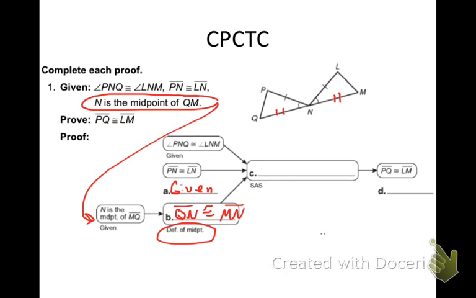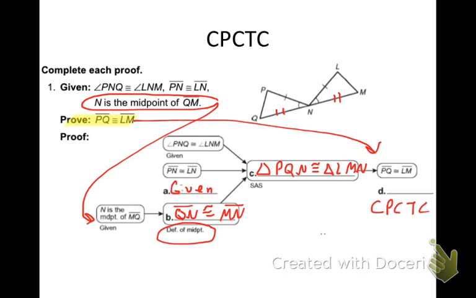So are my two triangles congruent now? Yes. So I'd say triangle PQN is congruent to triangle LMN. And what would my reasoning for that be? Side angle side. And the last thing, PQ is congruent to LM because of CPCTC. Corresponding parts of congruent triangles are congruent. And that's all it is right there.